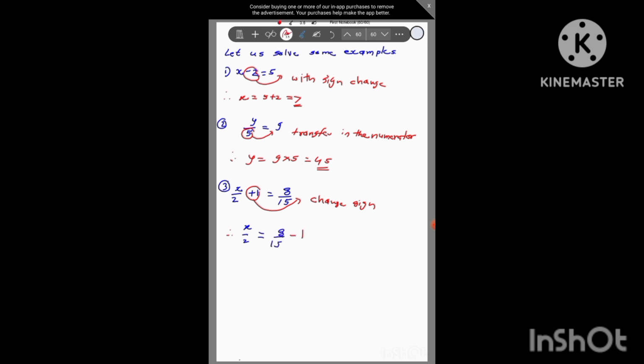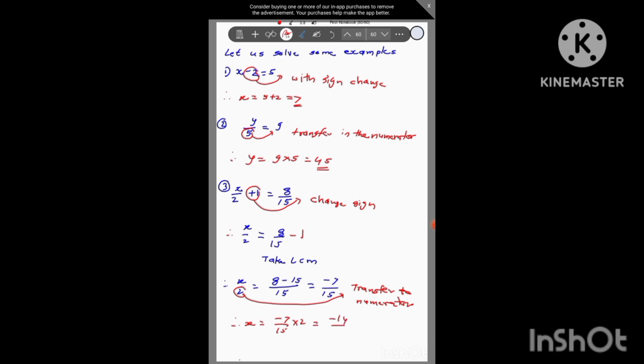So actually students should try this on their own. Try as many examples as possible, that will make you a master in this. So x upon 2 is with LCM. Every example is actually a challenge, but the moment you try to solve it, it's no more a problem, it just becomes an example. Okay, you can see this is transferred to the numerator side as the denominator, and the answer you get is x equal to minus 7 upon 15 into 2, which is minus 14 upon 15.